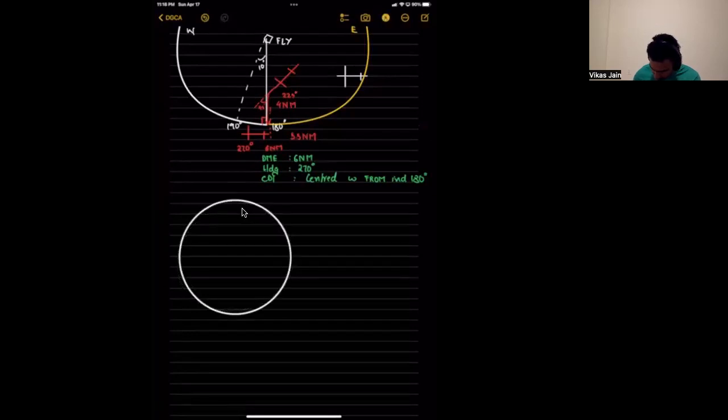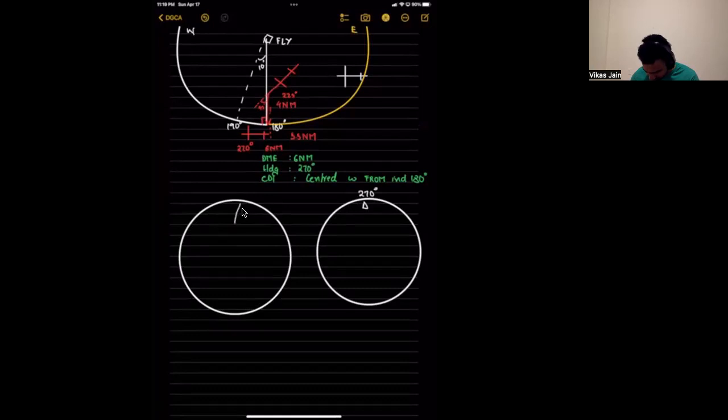So it looks something like this. Your heading, remember, your heading is still 270 degrees. We haven't changed the heading at all. We just touched the knob on the instrument and turned the course. Okay, we set a course of 190 degrees.